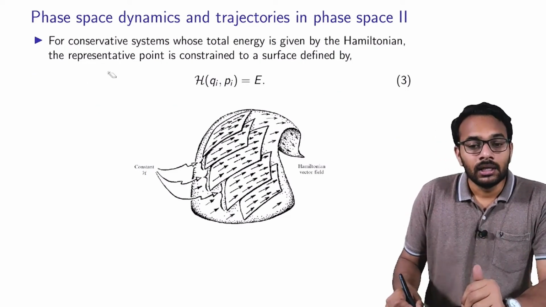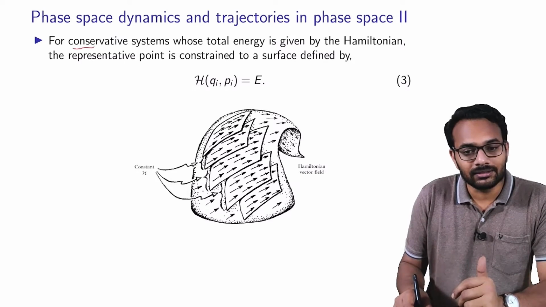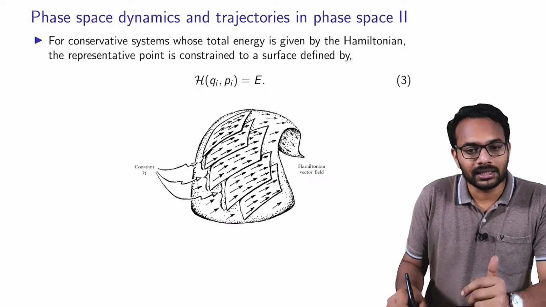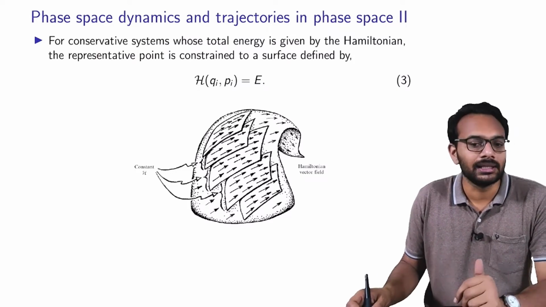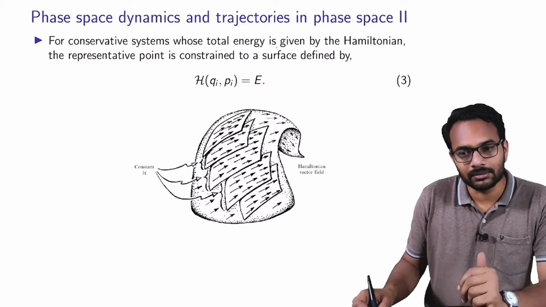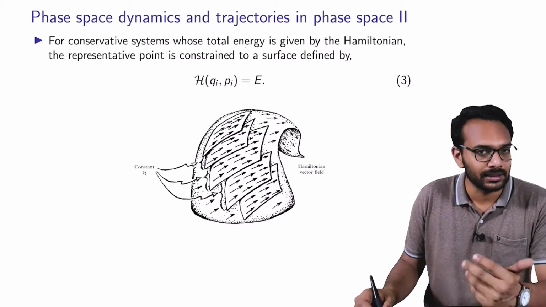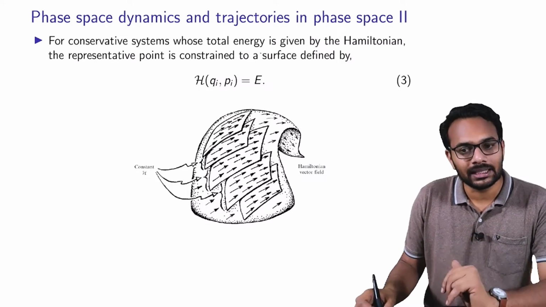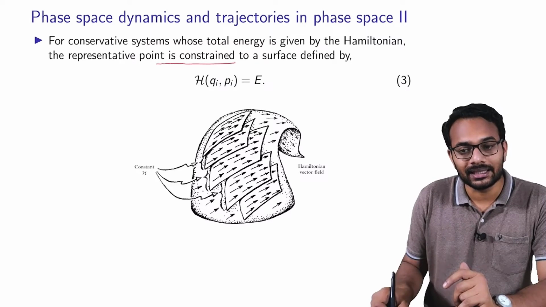Now, for conservative systems, what do we mean by conservative system? The total energy is conserved, and the total energy is given by the Hamiltonian. We have seen cases where this need not be the case, but we are talking about conservative systems whose total energy is given by the Hamiltonian. Now the representative point is constrained to a surface.